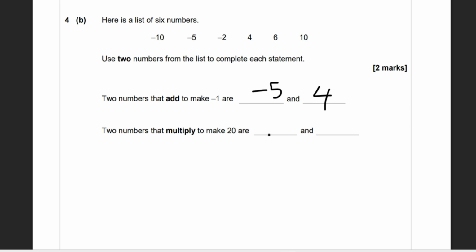Then the numbers that multiply to make 20. Remember, negative times negative is positive. So if you look at this and this, negative times negative is positive, then 10 times 2 is 20. Okay, so your numbers should be -10 and -2.